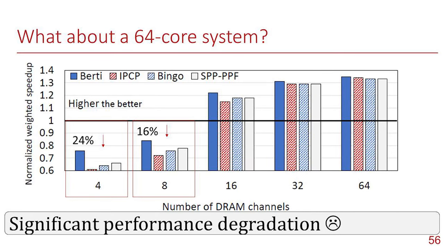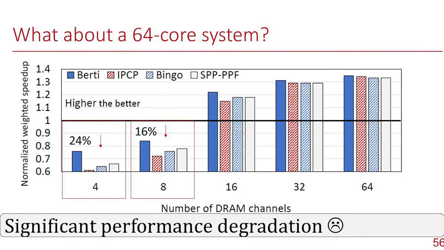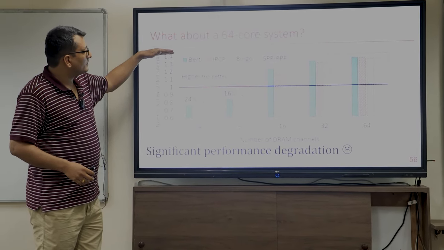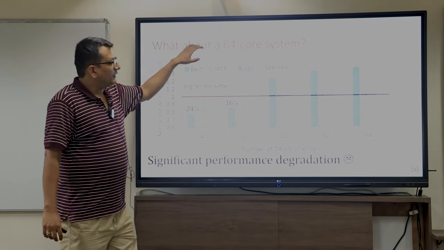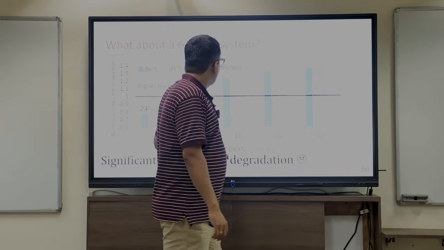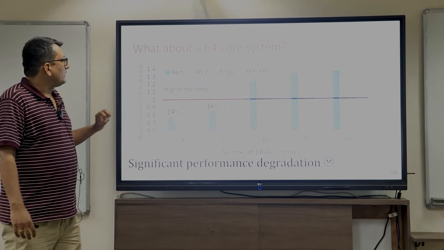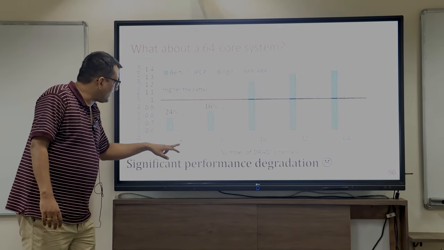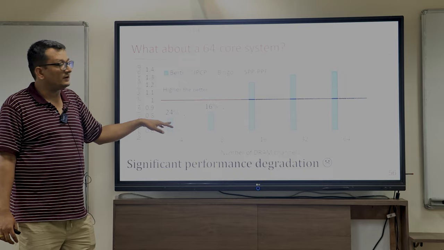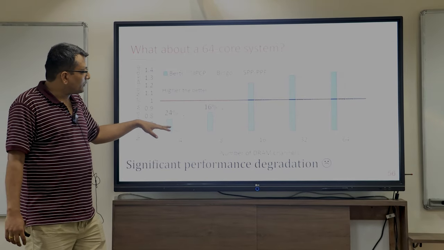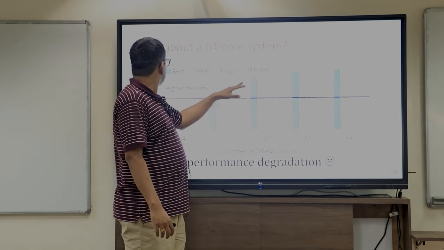And now if you look at what happens, remember the prefetcher Bertie, right? The y-axis shows performance, greater than 1 is actually improvement. So 1.3 meaning 30% improvement. If I am running a 64 core system and I provide 64 DRAMs, my Bertie prefetcher is giving me 35% performance. But same Bertie prefetcher, if I am giving 4 DRAMs for 64 cores, forget about improvement. It's giving me 20% degradation. It's below 1. If I provide 8 DRAMs, still it's degrading by 16%. Post 16 cores, there is some improvement.